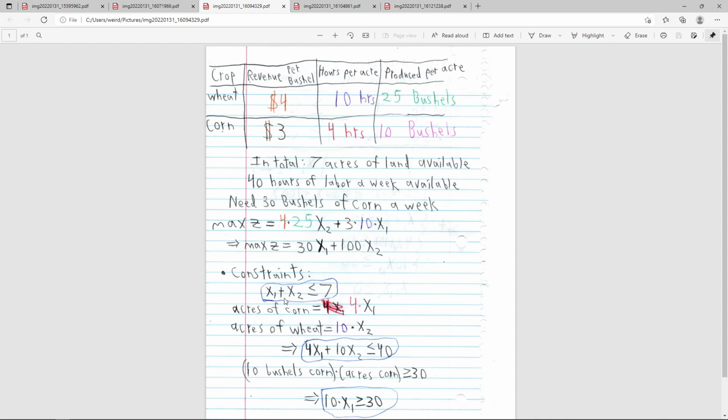And the constraints are found: x1 plus x2 is less than or equal to 7. Like I said, that's very obvious from the problem. We have acres of corn at 4 hours times x1, and acres of wheat at 10 hours times x2, as we said before. So that means that 4x1 plus 10x2 is less than or equal to 40, because only 40 hours of labor a week are available. And it's $4 per bushel, and we're trying to maximize, so we use the dollars per bushel and the acres.